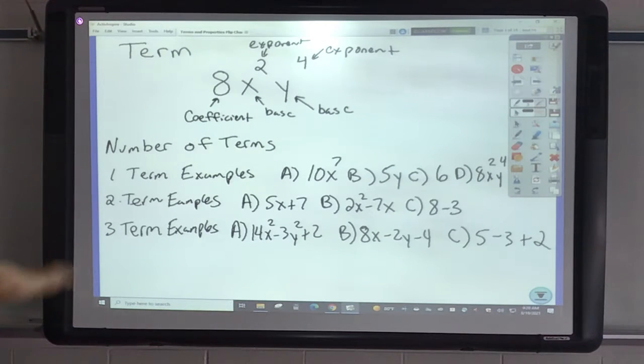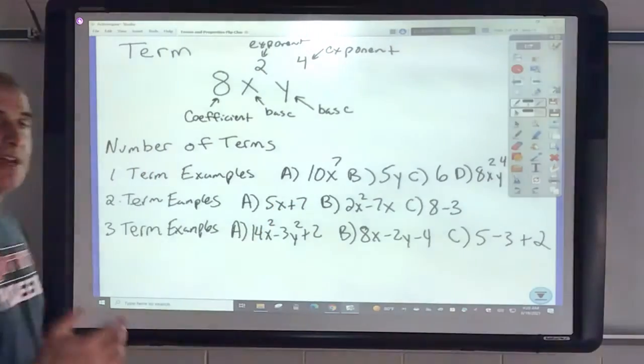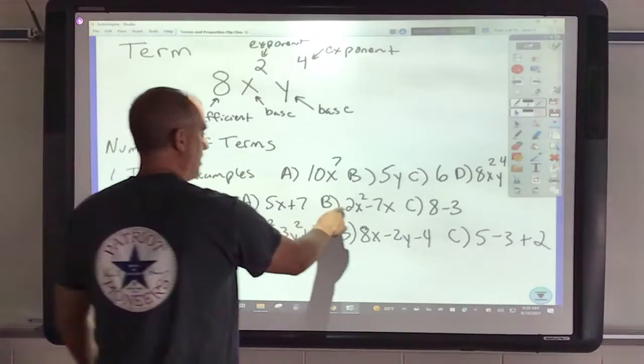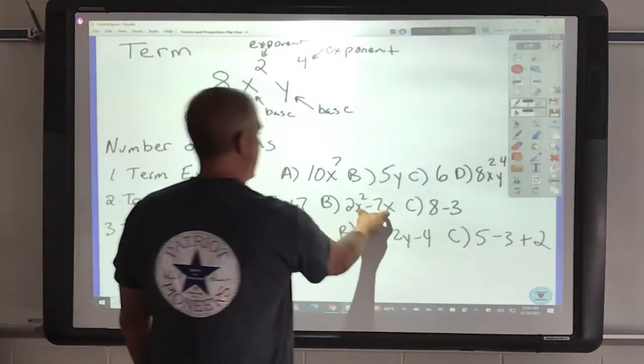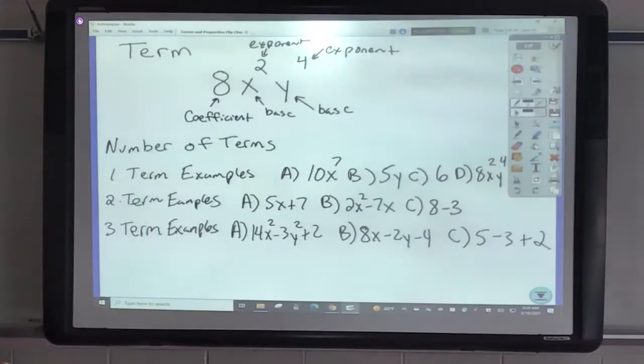Let's look at some two-term examples. 5x plus 7. There's an operation between them. The operations give away how many terms you have. 2x squared minus 7x. Those are two terms. 8 minus 3, two terms. There's an operation between them.